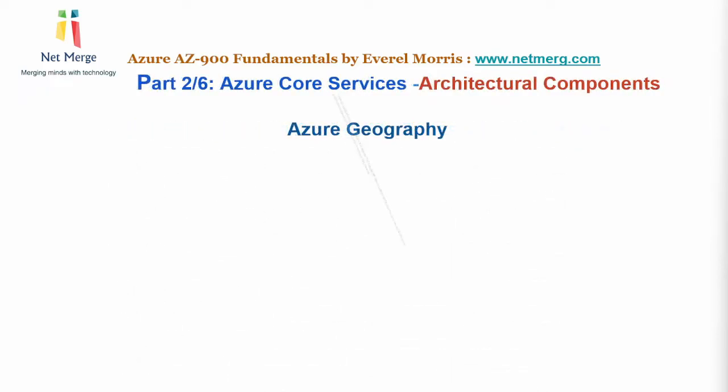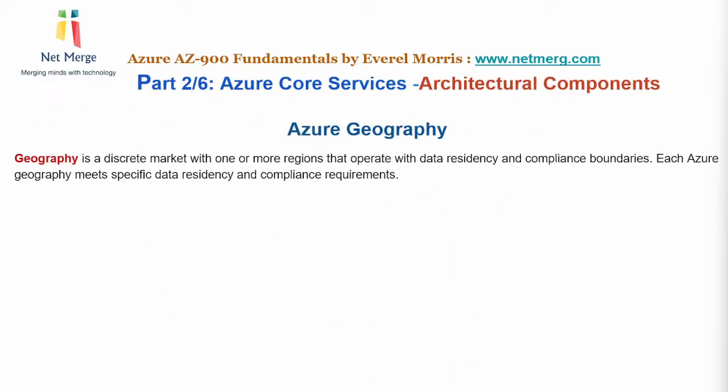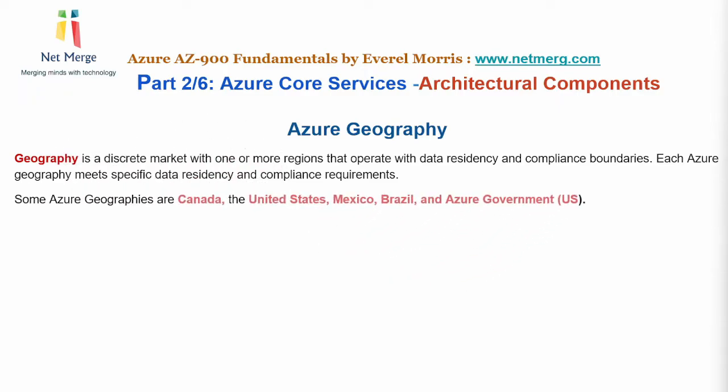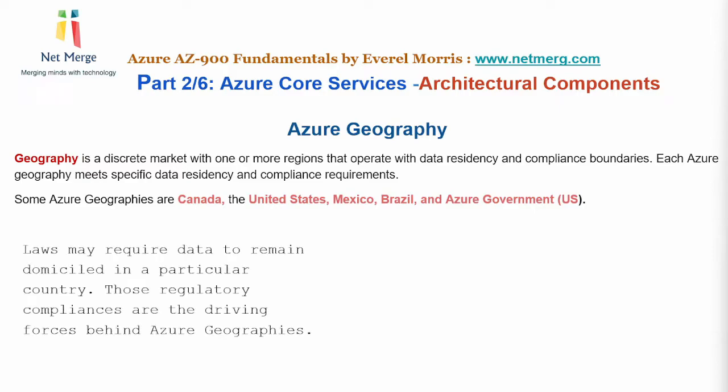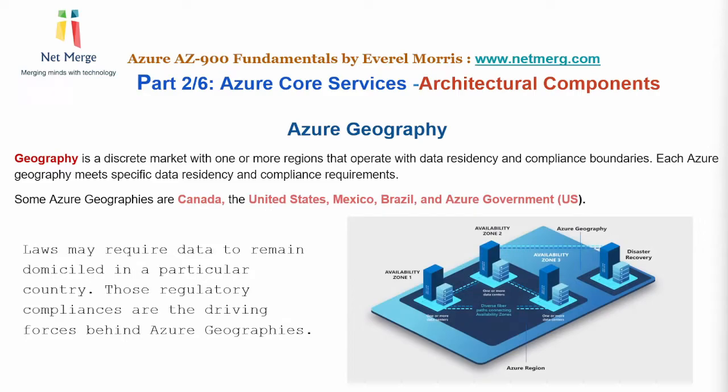Now let's move on to Azure Geography. It's a discrete market with one or more regions that operate with data residency and compliance boundaries. So each geography meets a specific data residency. It's a demarcation zone. Remember, I explained that in the beginning. So an example of geography would be Canada, United States, Mexico, Brazil, or Azure Government. This is an example of a geography. It has one availability zone and a full-blown region.